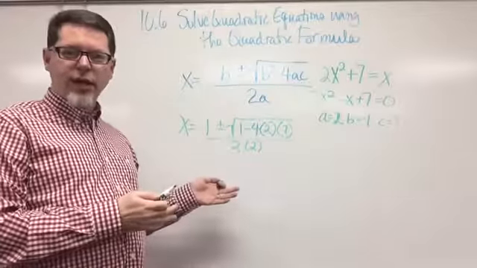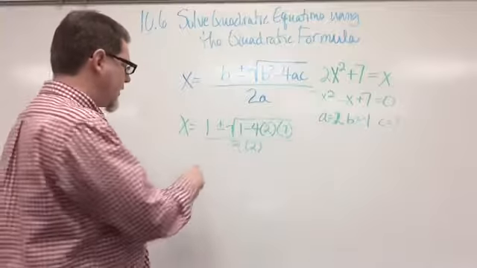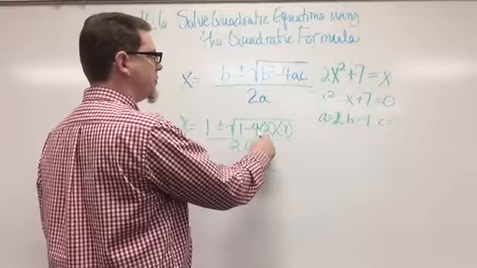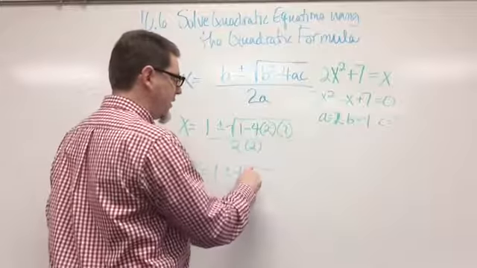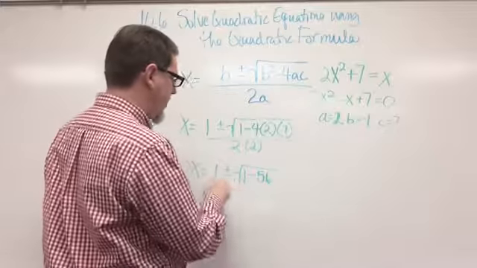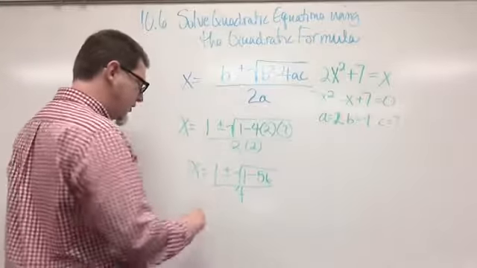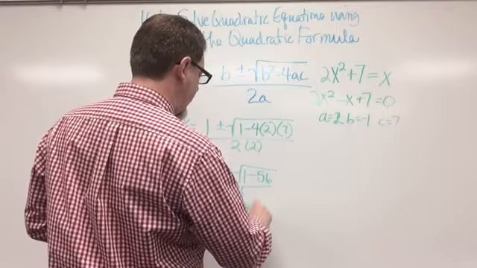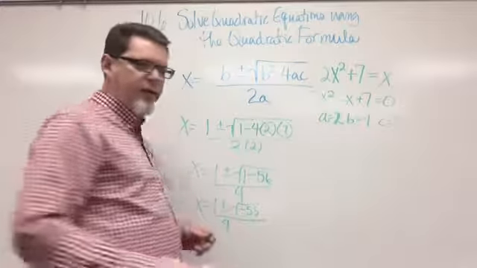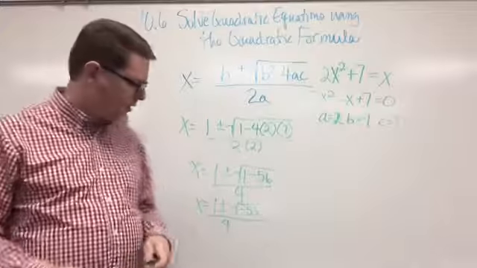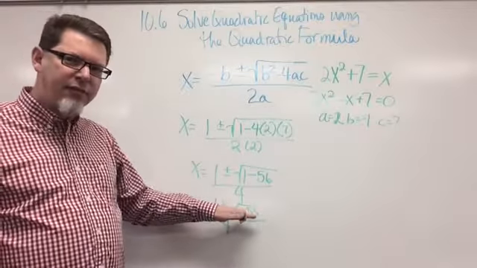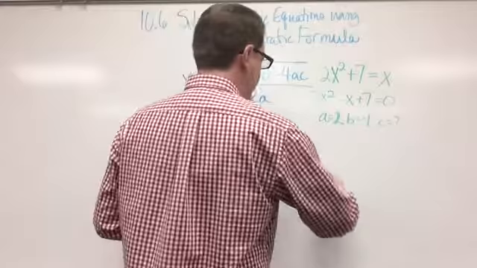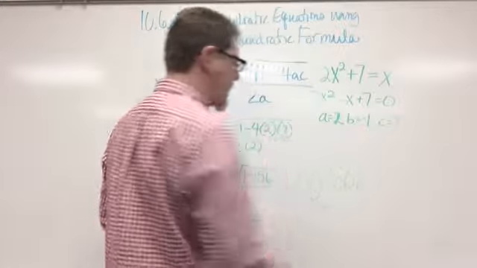So again, we just plugged in a, b, and c in the correct places. And so x equals 1 plus or minus the square root of 1. Negative 4 times 2 is negative 8 times 7 is negative 56. So minus 56 over 4. So x equals 1 plus or minus the square root of negative 55 over 4. And I bet you're thinking to yourself, whoa, Mr. Cohens, you can't have a square root of a negative number. Well, you're exactly right. You can't have a square root of a negative number. So this is no solution.